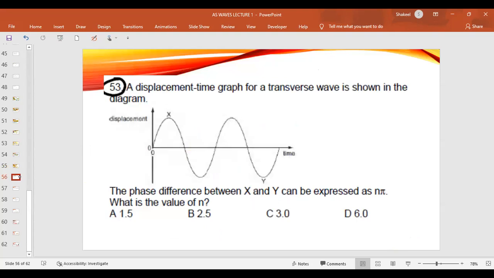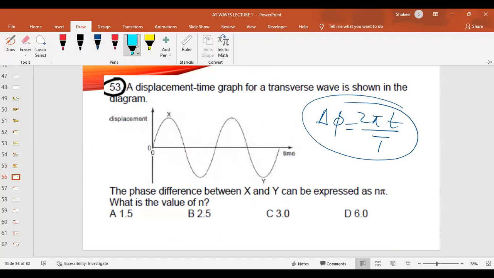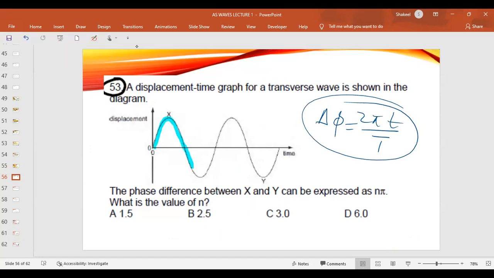So let's apply this equation over here. Like the phase difference is 2 pi t over T. Let's apply this. This is a wave.